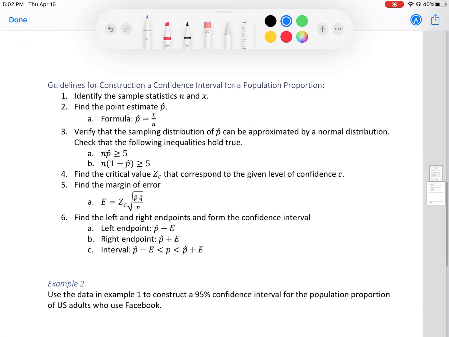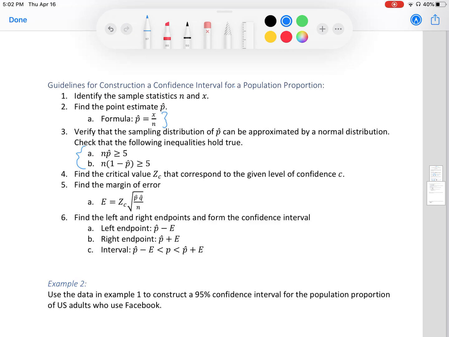So here are your guidelines, here are your steps. You first want to identify your n and your x. 2, use your formula for p hat, x over n. 3, we have to make sure that it's approximately normal. That's if it's not stated. So we want to make sure that this inequality holds true. n times p hat has to be more or equal to 5, and n times 1 minus p hat is greater or equal to 5.